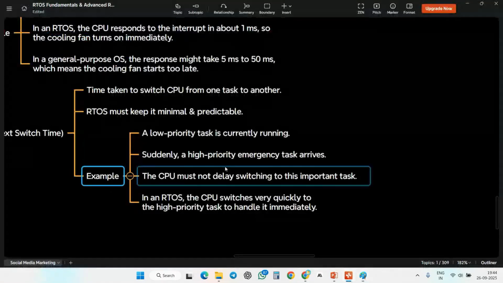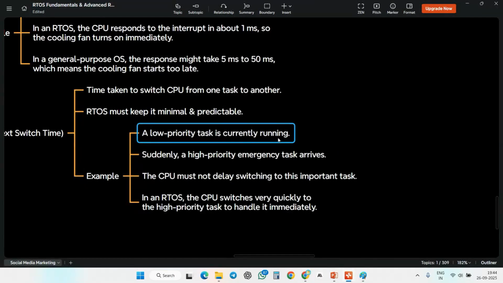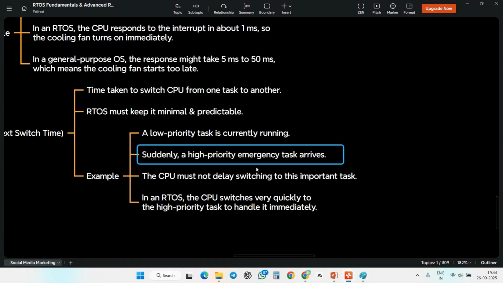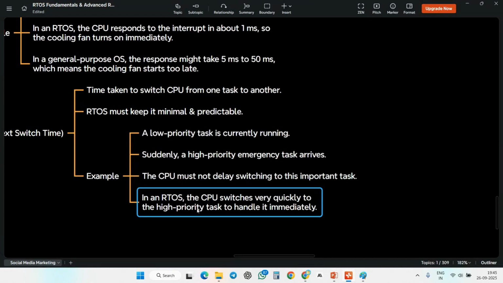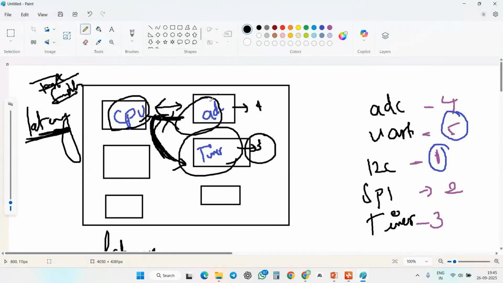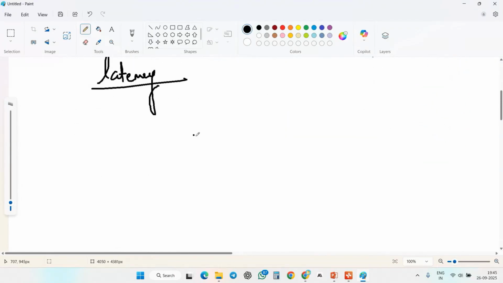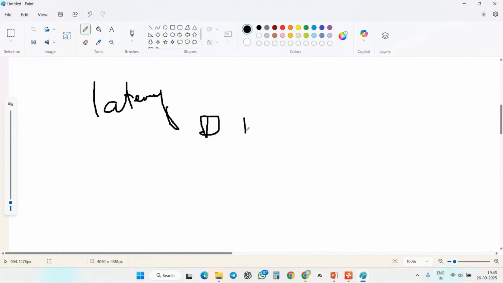So here you can see that a low priority task is currently running, for example the ADC, and a high priority task comes. The CPU shouldn't make any delay; switching the task is very important. So in our task, the CPU switching to the high priority task happens very quickly, without any delay. It doesn't take high latency, only very low latency, to switch the task. This is called task switching latency. There are two different types of latency when the processor is already working, and the first happens as an interrupt.